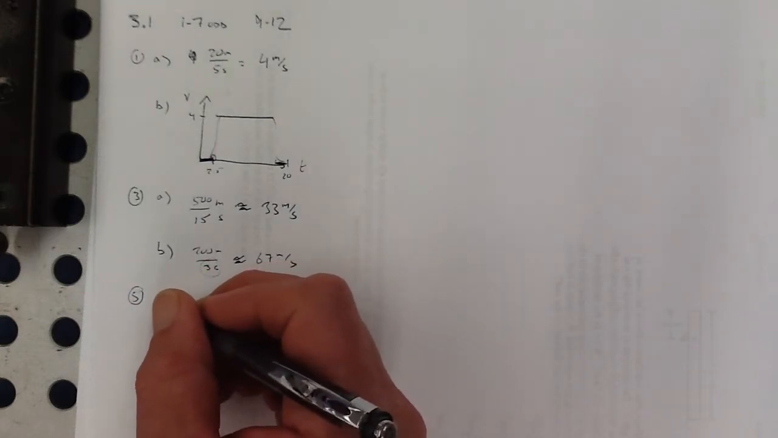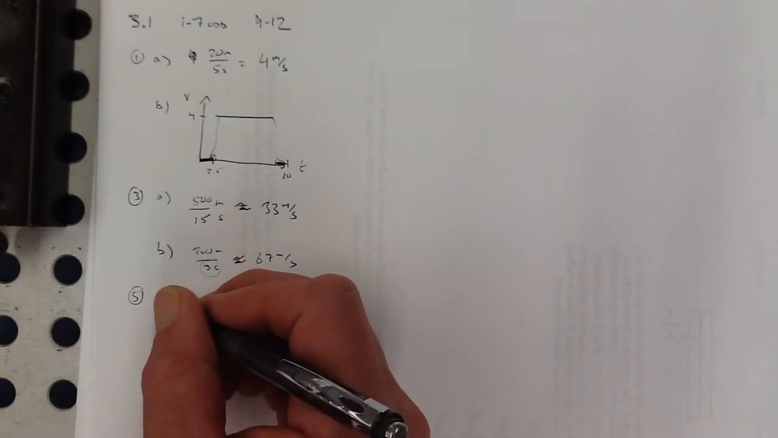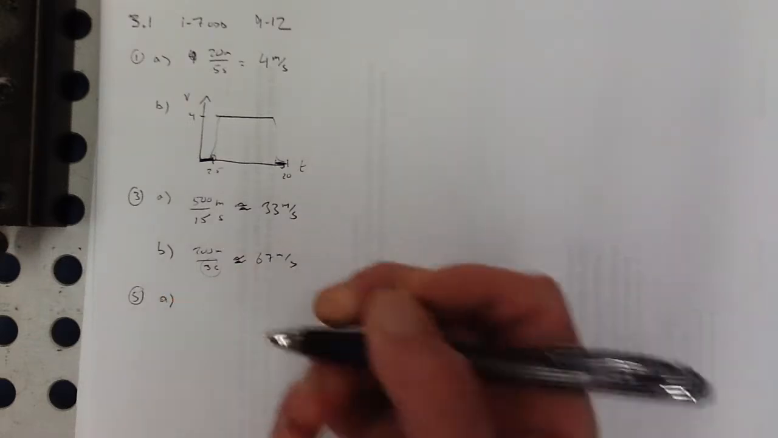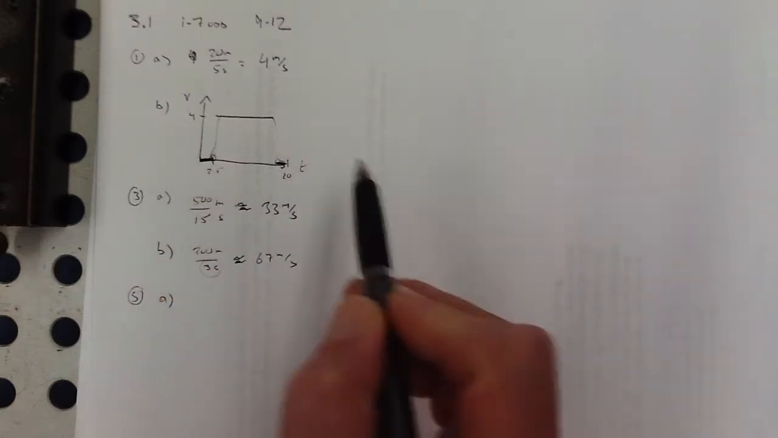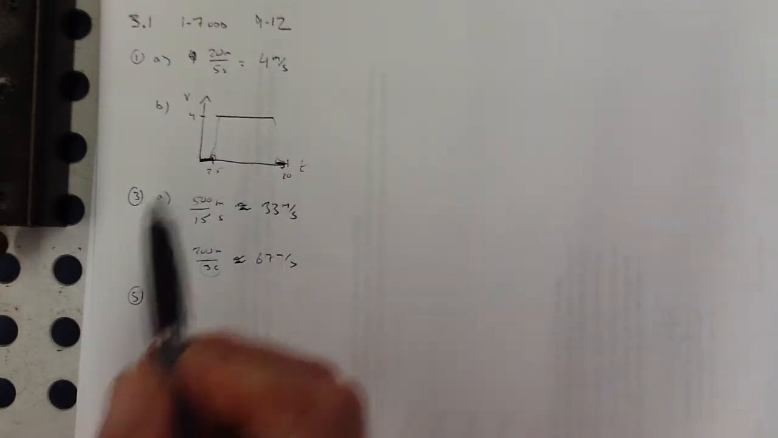All right, so let's do 5. Accompanying figure shows the position versus time curve of a particle moving on a straight line. So you can imagine something moving on a number line where its position is whatever number it's at, and we record that over time.